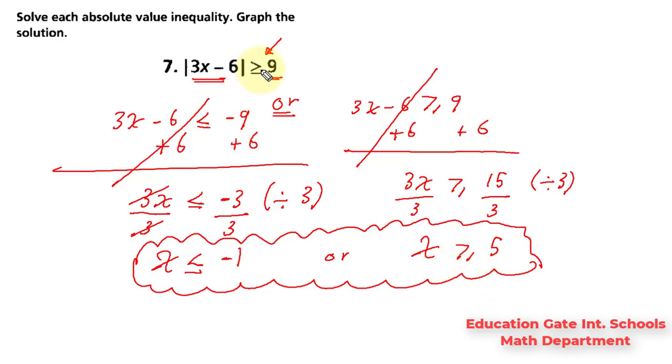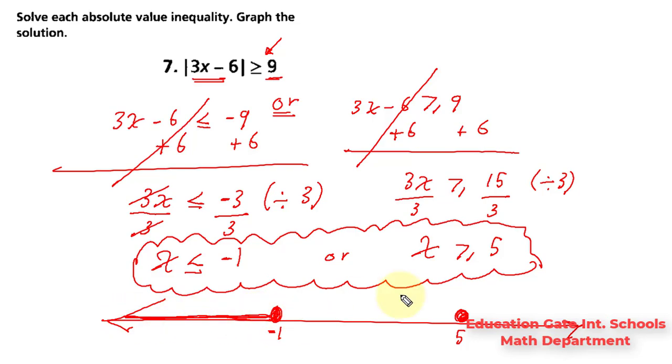How can we graph the solution on the number line? Just draw a number line. Which one is smaller? The smaller number is negative 1 at the left. The greater number is 5 at the right. We have equal sign, so we have two shaded or closed circles. We need all real numbers that are less than or equal negative 1, so you have to shade at the left of negative 1. Greater than or equal 5, just shade at the right of 5. Now we solved the inequality and graphed the solution on the number line.